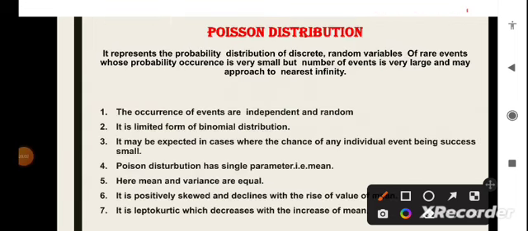Last important statistical distribution is Poisson distribution. Poisson distribution represents the probability distribution of discrete, random variables of rare events whose probability of occurrence is very small but the number of events is very large and it may approach infinity.